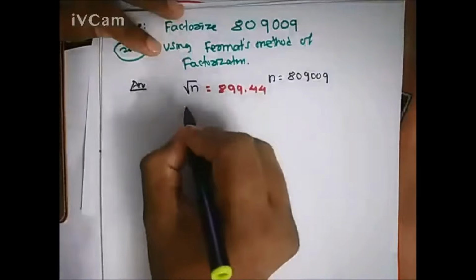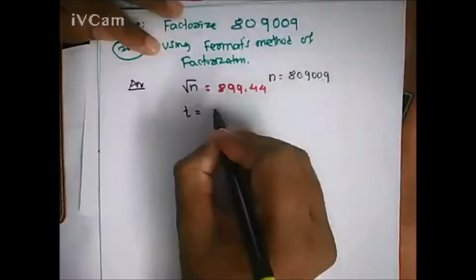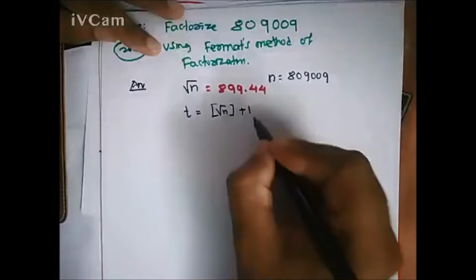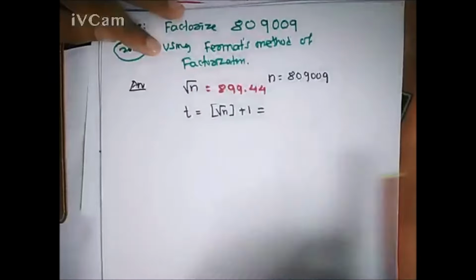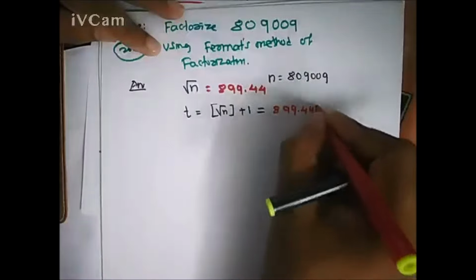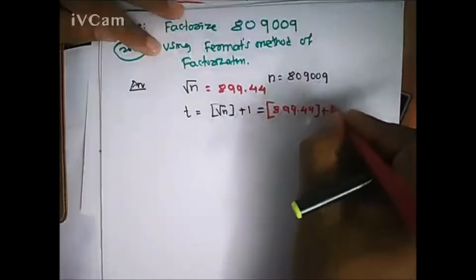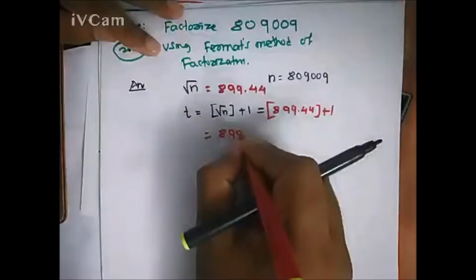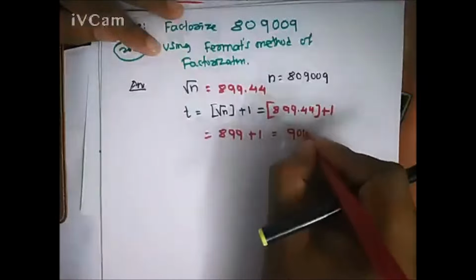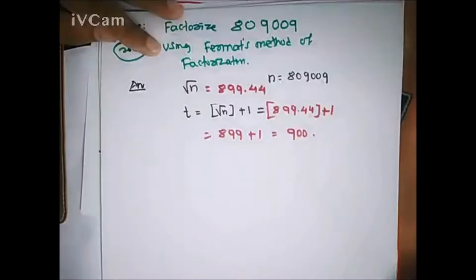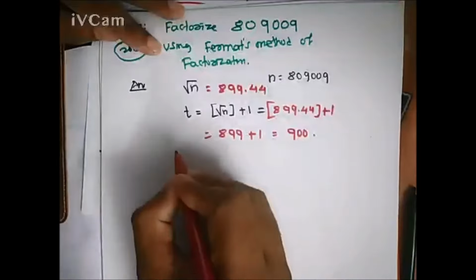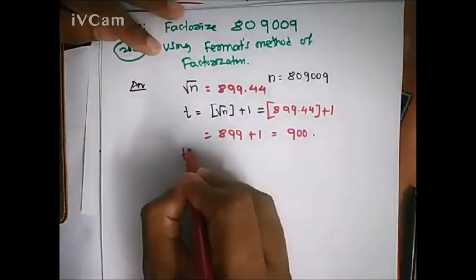Now for the t value, in the first step we are taking the greatest integer of square root of n plus 1. So we have 899.44, greatest integer is 899, plus 1, that is equal to 900. Okay, here the value of t equals 900. Next, what can we compute? The value of t square.